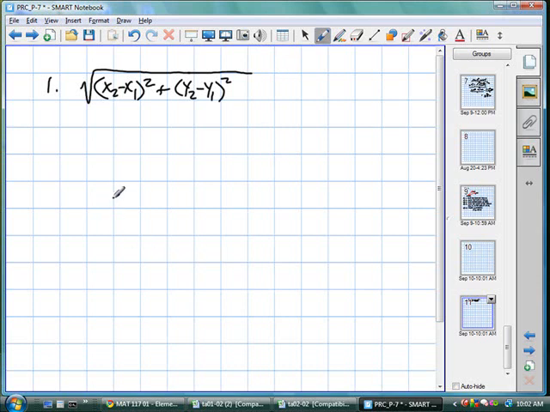What do we mean by x1, y1, and x2, y2? Point 1 and point 2. Let's see, what's the next one? Midpoint formula?